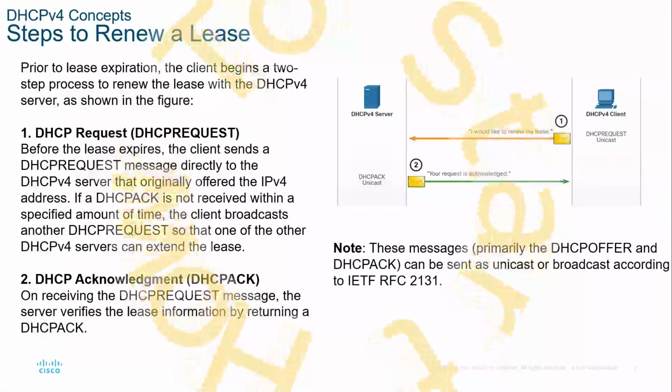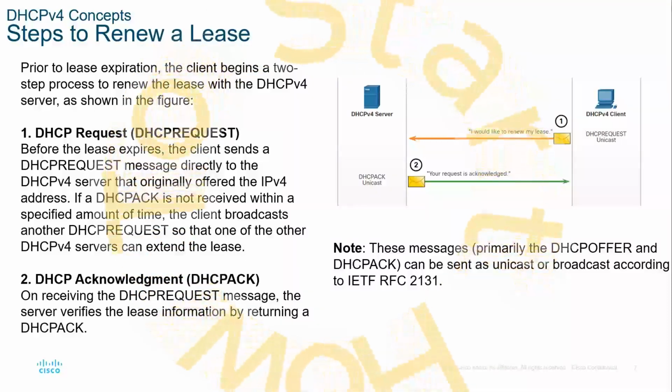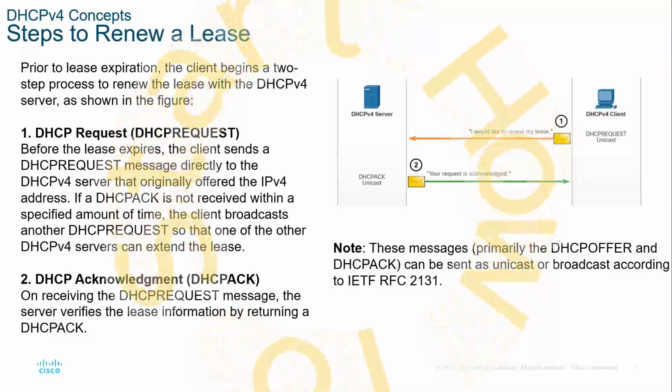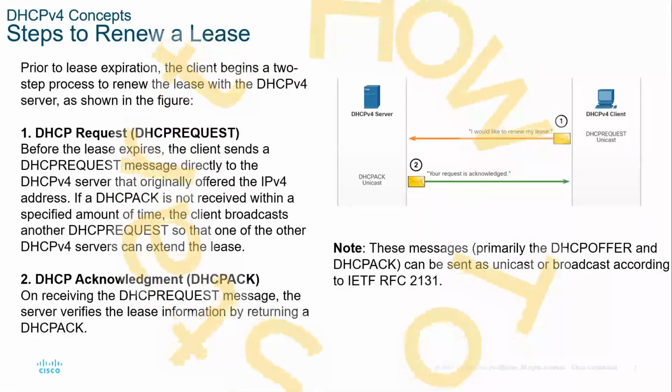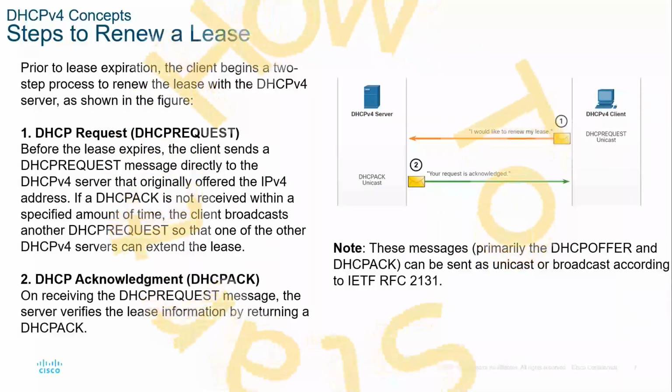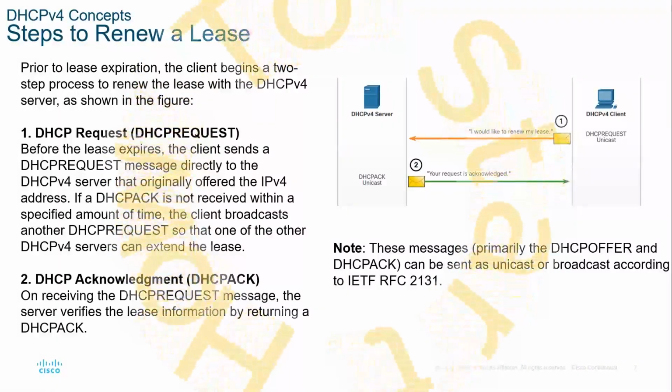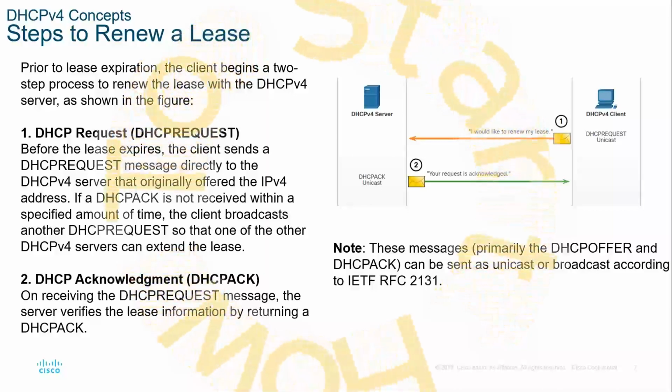Renewal. The client will send a DHCP request, but it will be a unicast, and essentially it says, I want to renew my address. The server will send a unicast DHCP ACK in response, essentially just acknowledging the renewal.